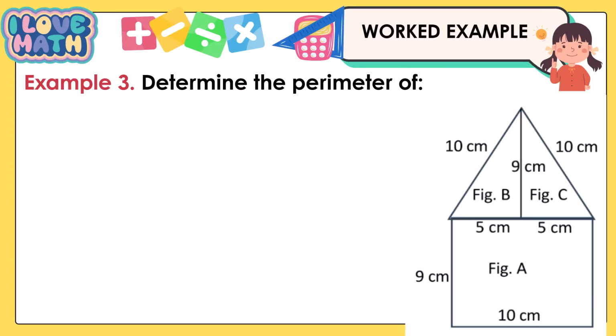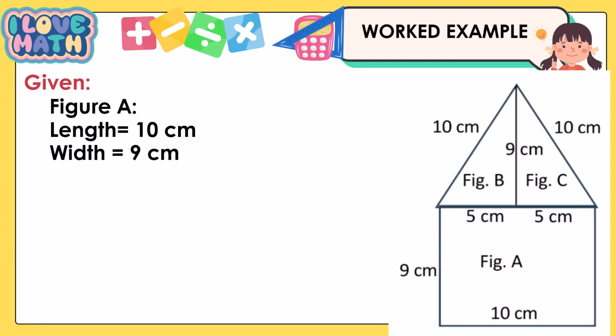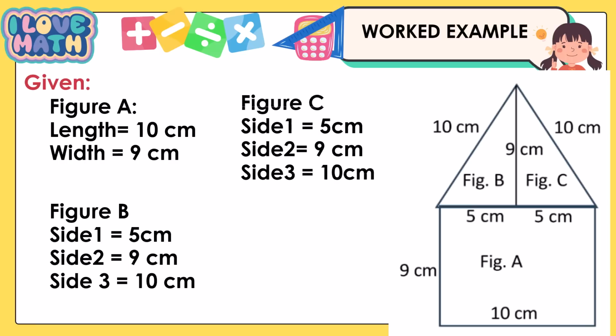Example number 3. Determine the perimeter of figure A, figure B, figure C, and figure D, the composite figure. Given figure A, length 10 centimeters, width 9 centimeters. Figure B, side 1 5 centimeters, side 2 9 centimeters, side 3 10 centimeters. Figure C, side 1 5 centimeters, side 2 9 centimeters, side 3 10 centimeters.